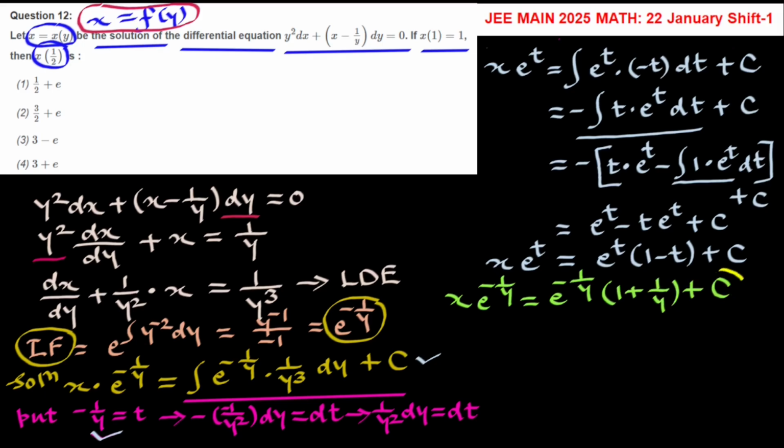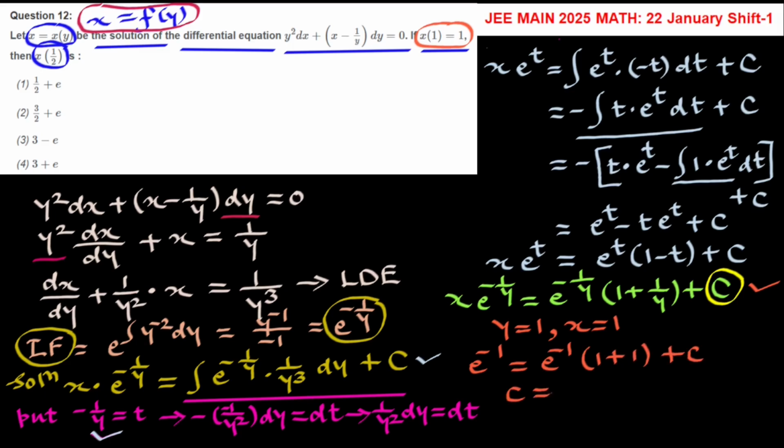Now to find this c, we will use this x of 1 equals 1, meaning when y equals 1, x equals 1. So using it in this equation, we get e raised to minus 1 equals e raised to minus 1 into 1 plus c. So c equals minus 1 upon e. So the particular solution after using c here becomes x e raised to minus 1 upon y equals e raised to minus 1 upon y into 1 plus 1 upon y minus 1 upon e.